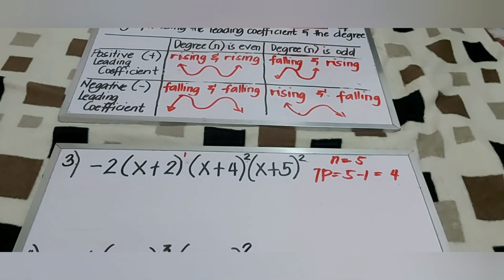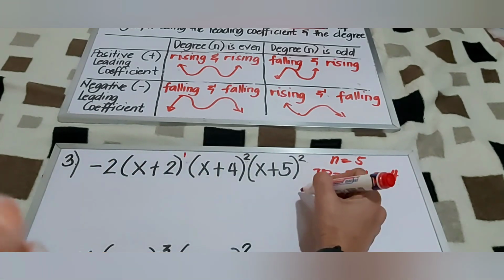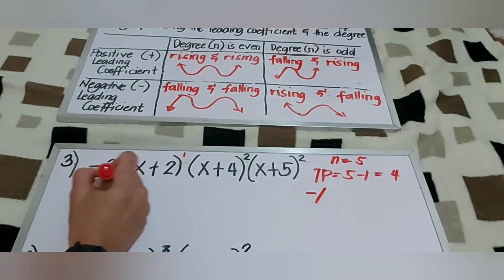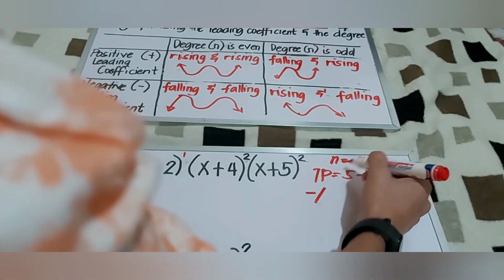Now, balikan natin ang ating leading coefficient. Our leading coefficient is negative. Ito yon, negative 2 kasi siya. And our degree is 5. So, that is odd.